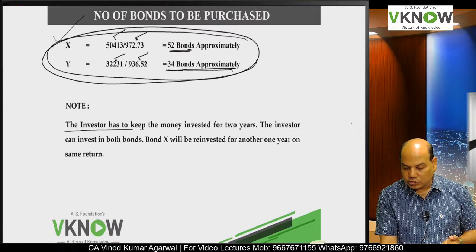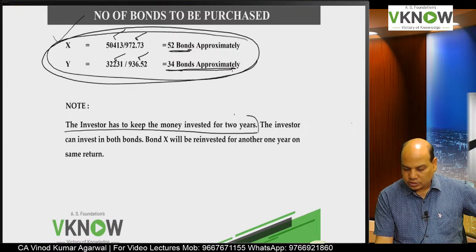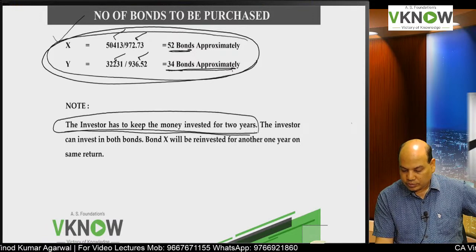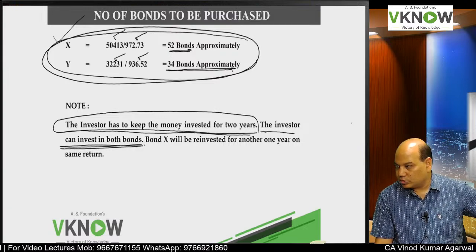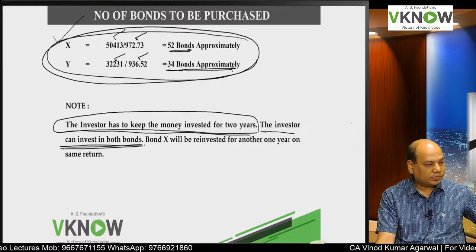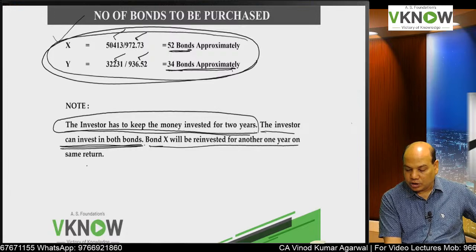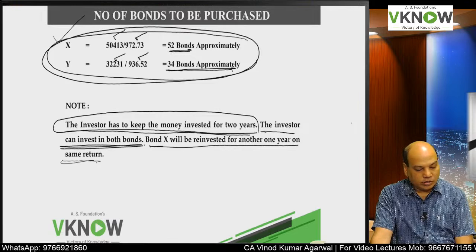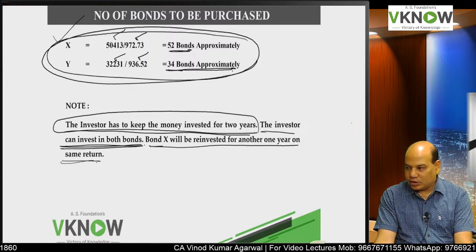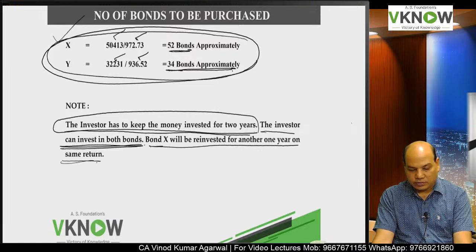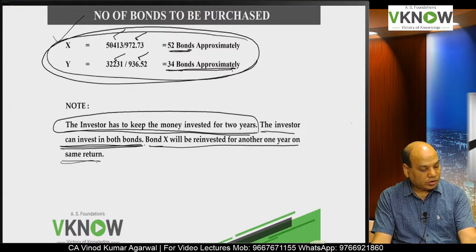So we will write: the investor has to keep the money invested for 2 years. The investor can invest in both the bonds, or you can say he should invest in both the bonds. Bond X will be reinvested for another 1 year, because bond X has 1 year life. So you can reinvest for another 1 year on same return. Individually you cannot invest in bond X because duration will not match.